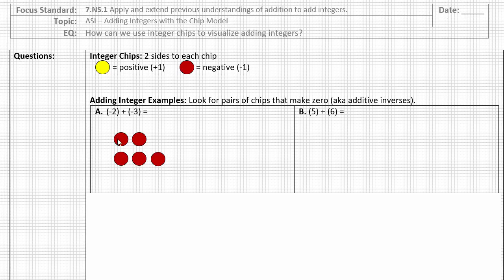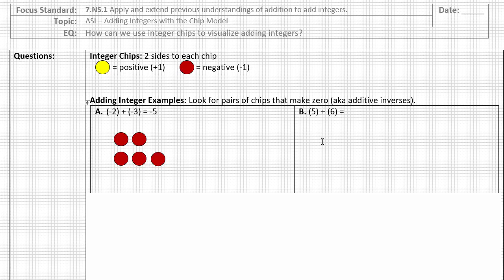So here I've laid out two negative chips and three negative chips. I take these two negatives plus these three negatives. How many do I have all together? Well, if you said -5, I'd agree with you. So -2 plus -3 is -5.